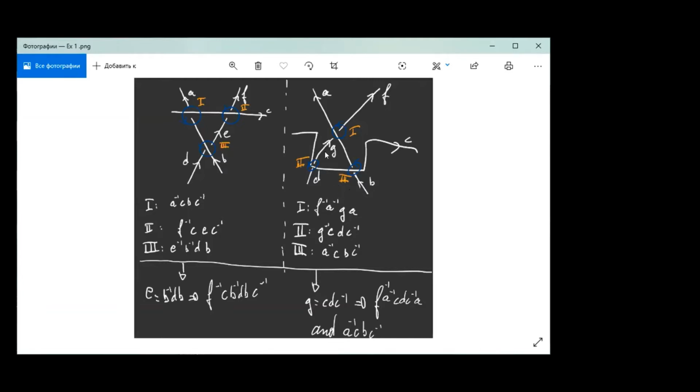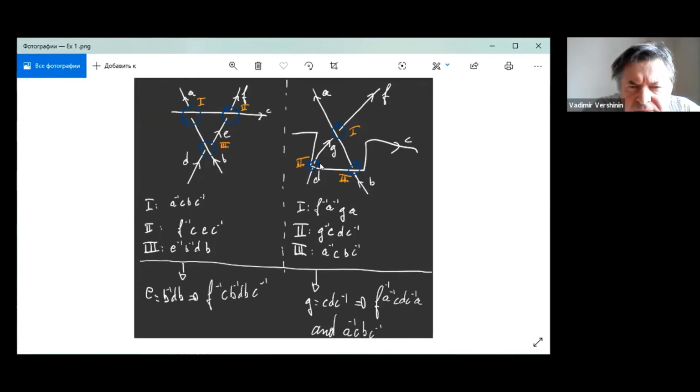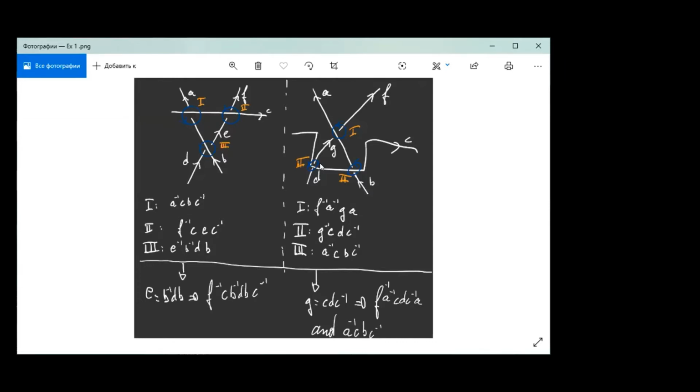We write that G is equal to TDC minus 1. Right, so it's relation 2. Because we are eliminating G, we rewrite relation number 1 on the right. And then we just need to remember the relation A minus 1 C, B, C minus 1. And we see that this relation here and here are actually the same by taking this relation into account.